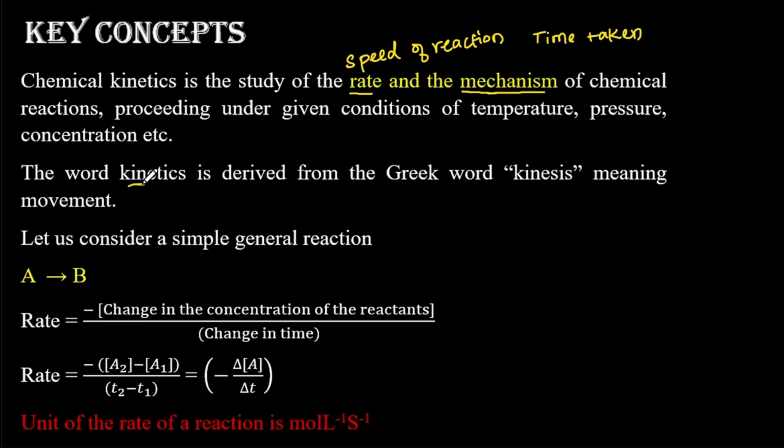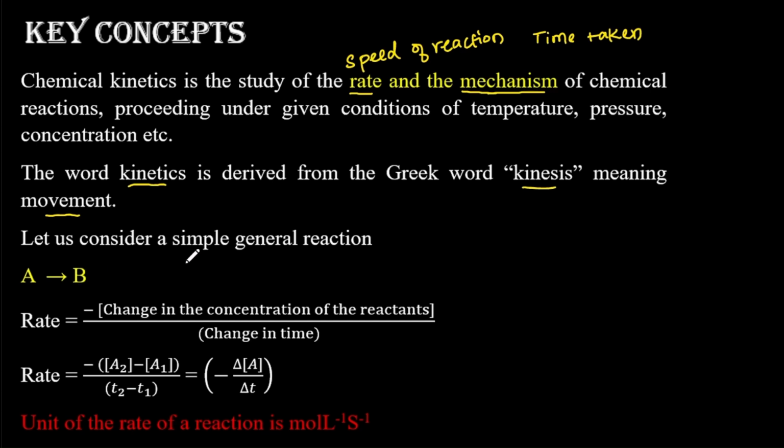So the word kinetics is derived from a Greek word kinesis, which means movement. That is, there is a change in the reactant when it is getting converted into the product. So that change here refers to movement.